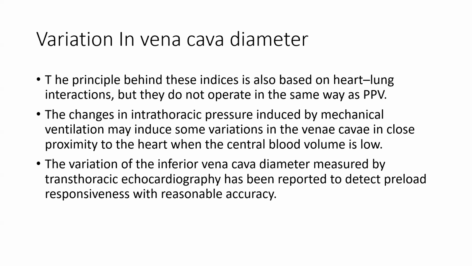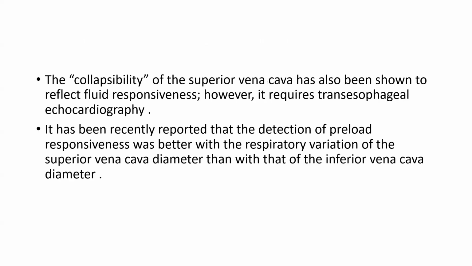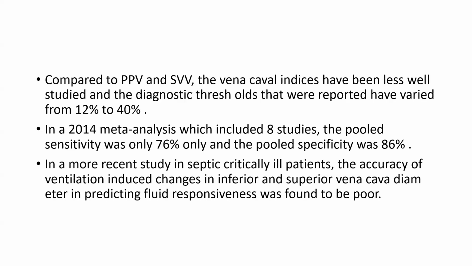The variation of the inferior vena cava measured by transthoracic echocardiography has been reported to detect preload responsiveness with reasonable accuracy. The collapsibility of the superior vena cava has also been shown to reflect fluid responsiveness. However, it requires transesophageal echocardiography. It has been recently reported that detection of preload responsiveness was better with the respiratory variation of the superior vena cava diameter than with that of the inferior vena cava diameter.